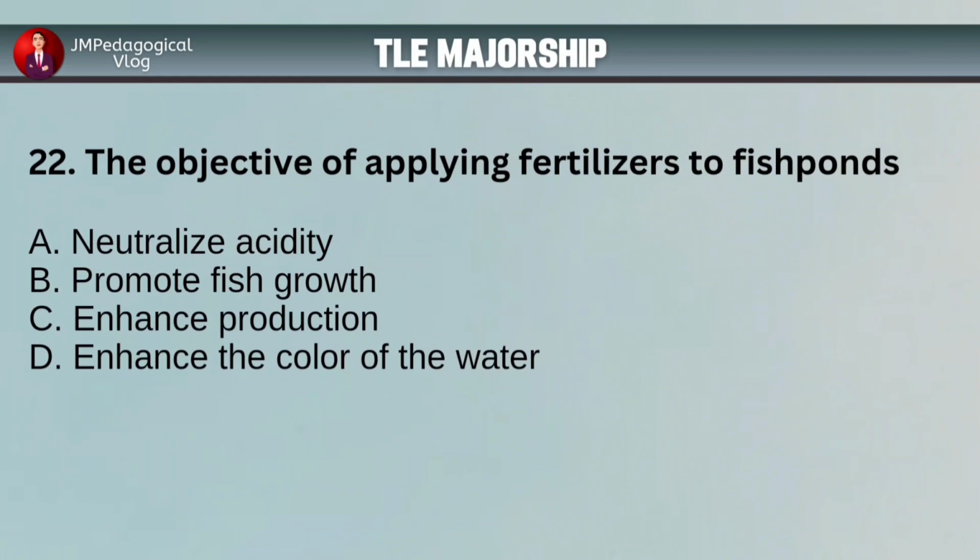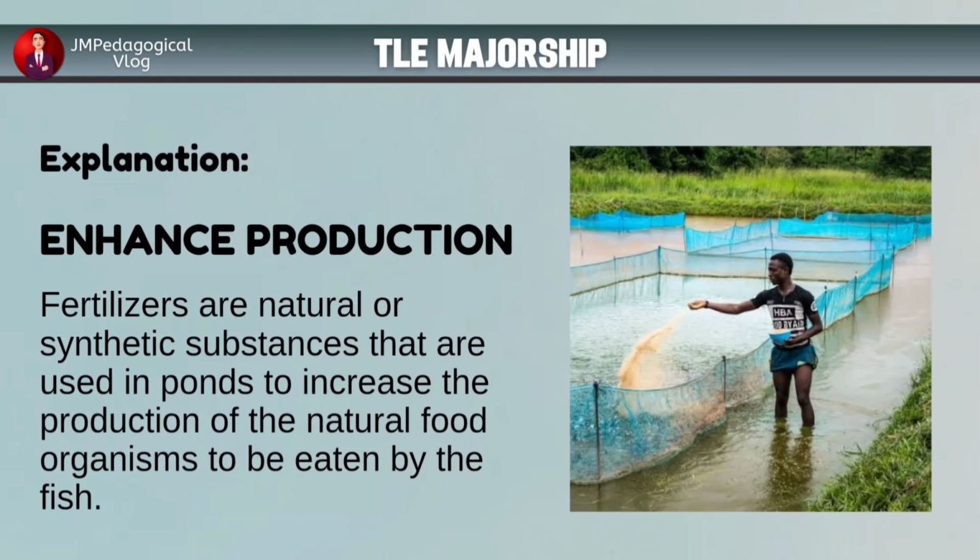22. The objective of applying fertilizers to fish ponds. A. Neutralize acidity. B. Promote fish growth. C. Enhance production. D. Enhance the color of the water. C. Enhance production. Explanation. Fertilizers are natural or synthetic substances that are used in ponds to increase the production of the natural food organisms to be eaten by the fish.